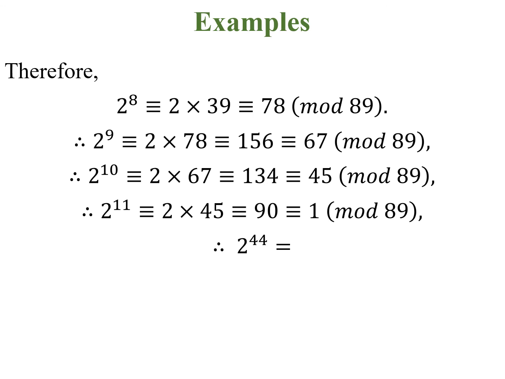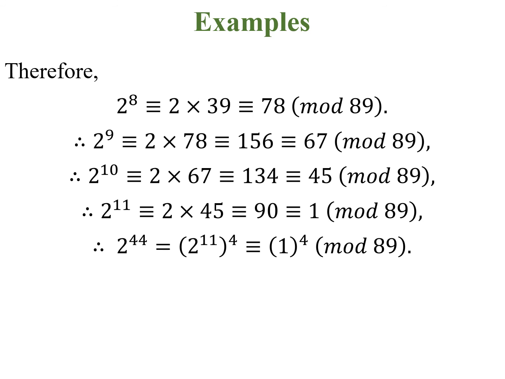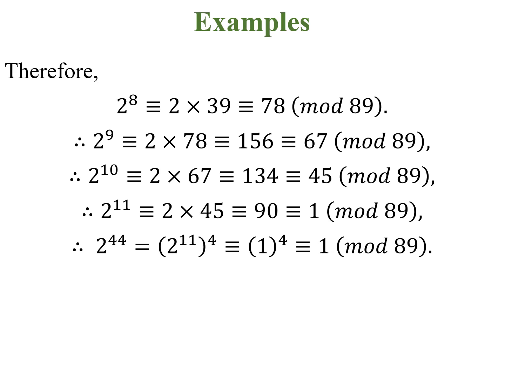This 44 can be written as a multiple of 11, so it will be 11 times 4. So it can be written as 2 raised to 11, raised to 4. And this 2 raised to 11 is congruent to 1 modulo 89. So it will be congruent to 1 raised to 4 modulo 89. 1 raised to 4 is 1. So indirectly it is congruent to 1 modulo 89. And hence we can say that 2 raised to 44 is congruent to 1 modulo 89.